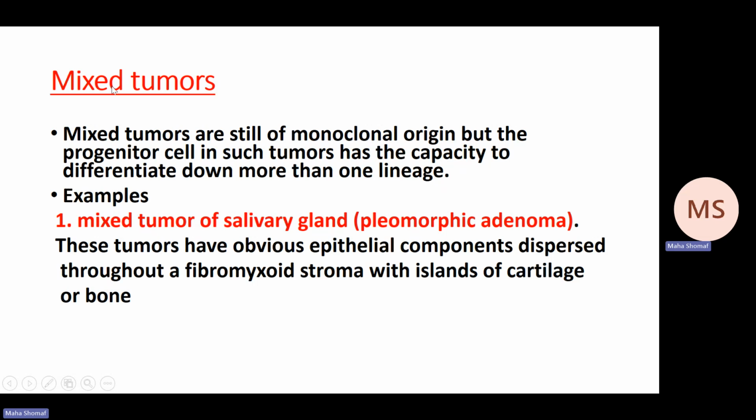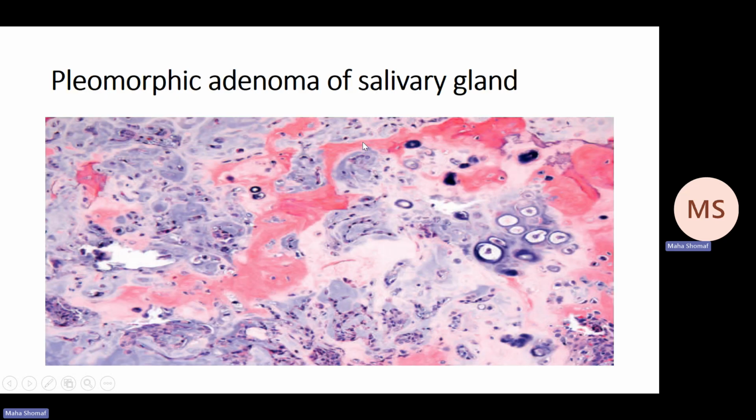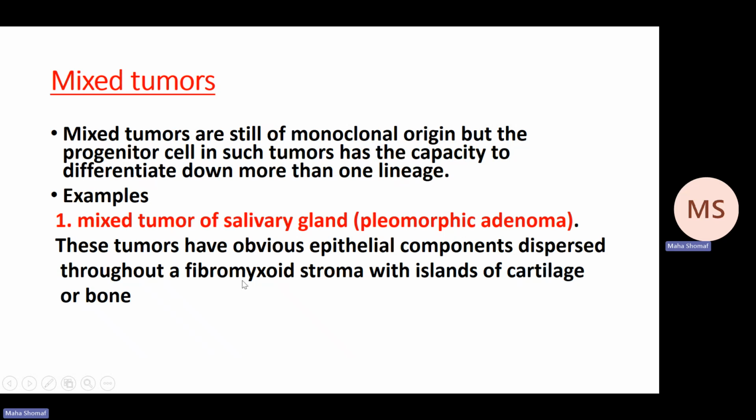Also, on the other hand, there are mixed tumors. Mixed tumors are still of monoclonal origin, which is very important to recognize, that tumors arise from one cell type. Okay. However, the progenitor cells in this tumor retain the capacity to differentiate into more than one cell lineage, and that's why they produce more than one cell type or more than one tissue in the same tumor.